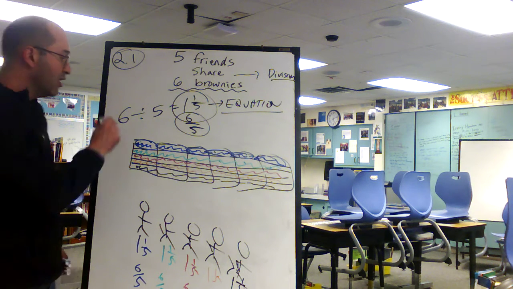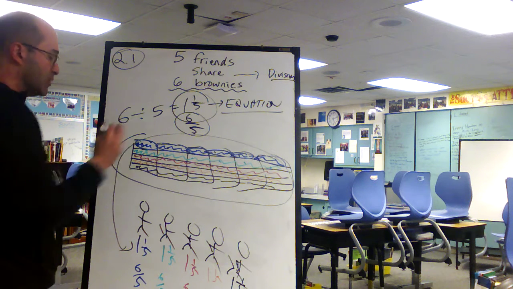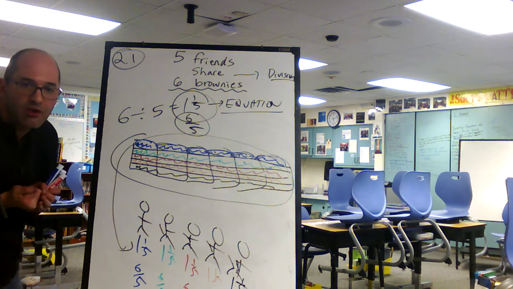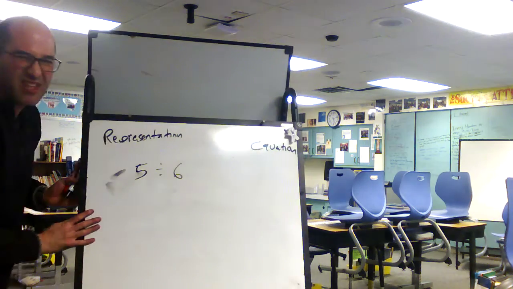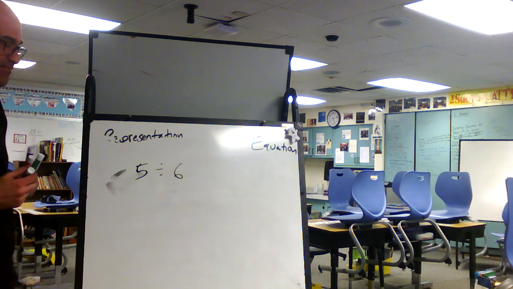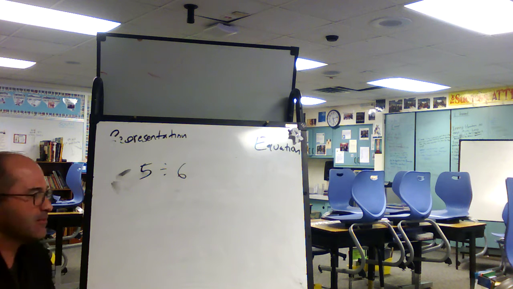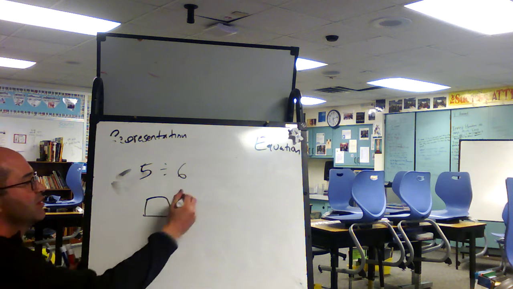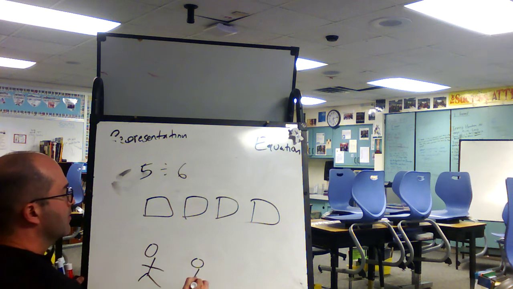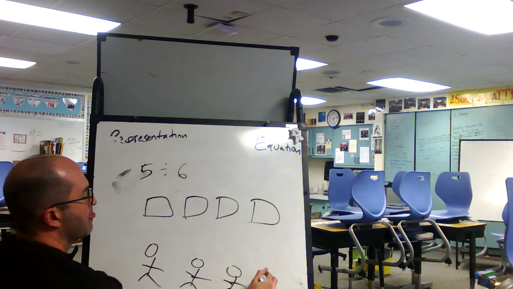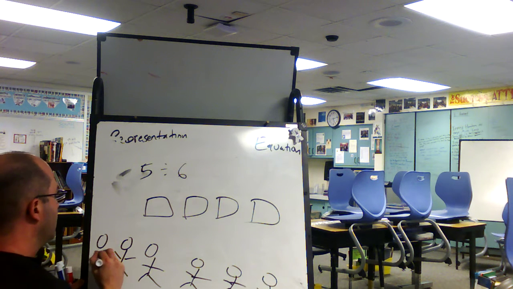It's the same answer. This is the representation. That's the equation. We were talking earlier, 5 friends sharing 6 brownies. Is that the same as 5 divided by 6? 6 divided by 5, 5 divided by 6. I don't think they're the same thing. Because that's saying 5 brownies, 1, 2, 3, 4, 5, divided equally amongst 6 people, 1, 2, 3, 4, 5, 6 people.